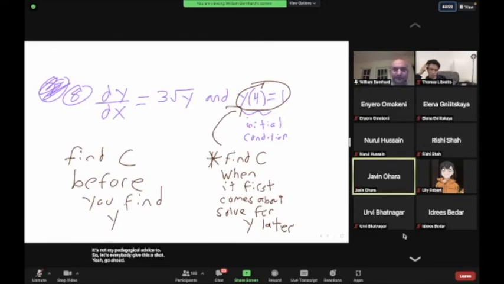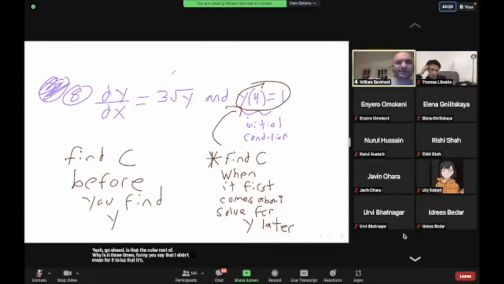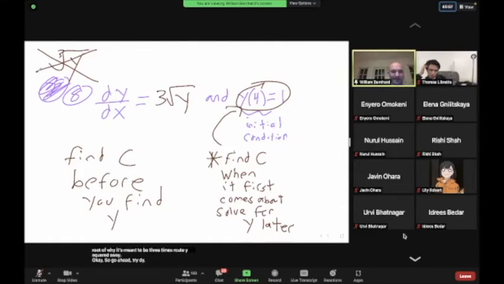Yeah, go ahead. Is that the cube root of y, or is that 3 times? Funny you say that. I didn't mean for it to be that. It's 3 times the square root of y. I'm glad you corrected. It was correct, but let's just make sure that it looks right. Thanks for saying that. So this is 3 times the square root of y. It is not meant to be the cube root of y. It's meant to be 3 times root y, square root of y. Okay, so go ahead, try. dy/dx is equal to 3 square root of y, and the initial condition is y of 4 is equal to 1. So see what you can do with this.